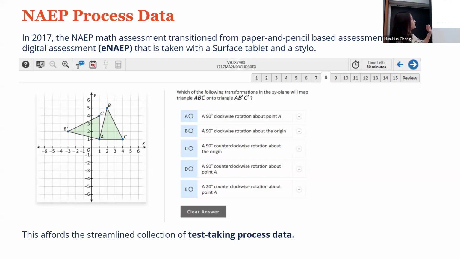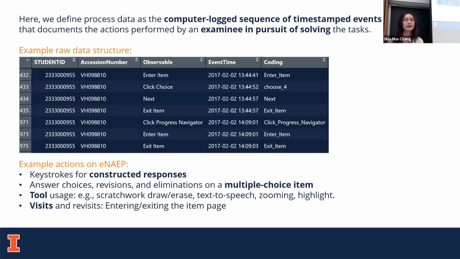Students can navigate between different questions by clicking on the question pages. They can eliminate certain choices, use tools such as text-to-speech, zooming, as well as scratch work, and they can click things like clear answer. A byproduct of the NAEP is the streamlined collection of test-taking process data. Here we define process data as the computer log sequence of time span events that documents the actions performed by an examinee in pursuit of solving the tasks.